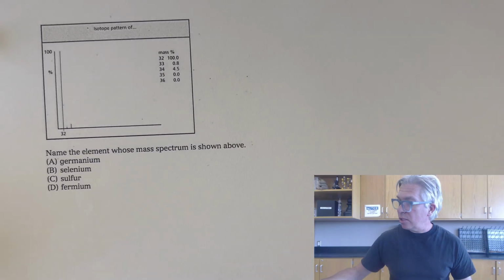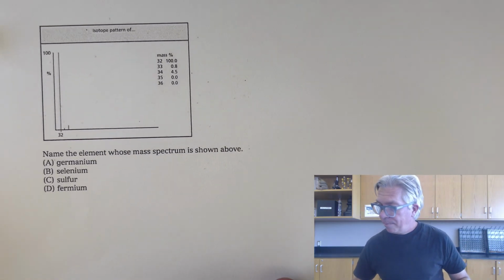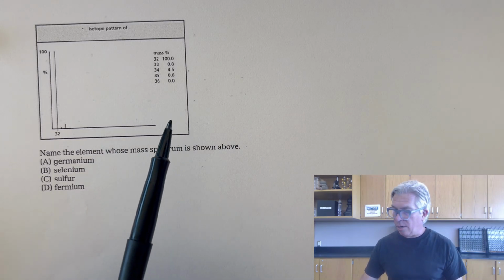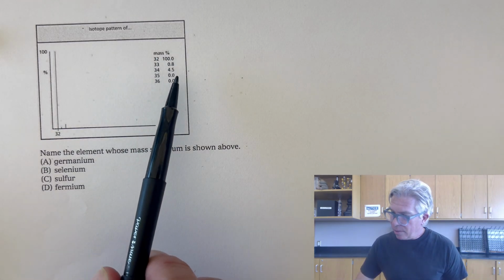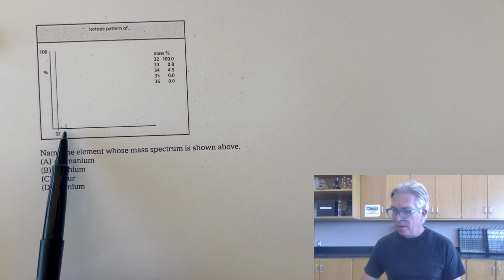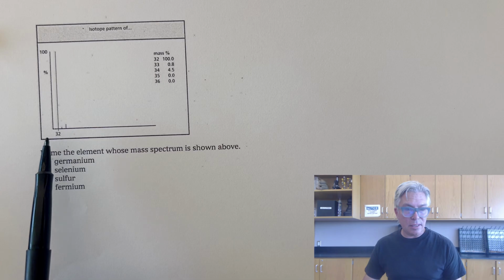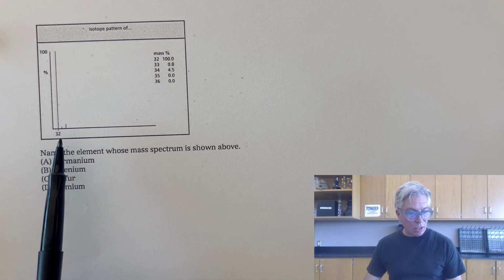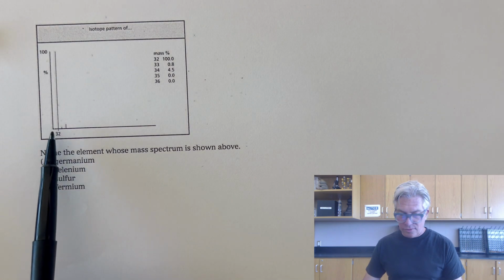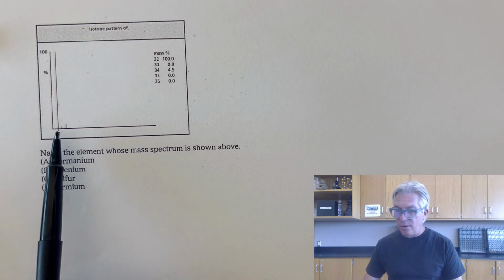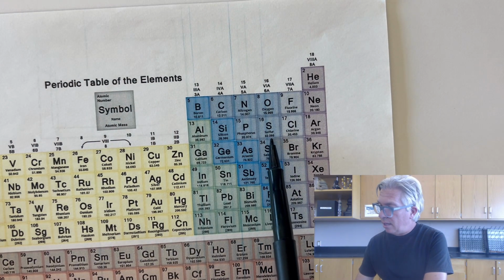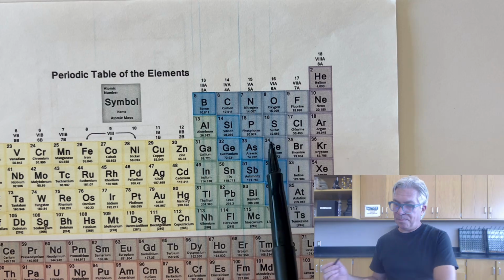Next one, typical question. Name the element whose mass spectrum is shown above. Okay, here we go. We got isotopes 32, 33, and 34. 32 is vastly more abundant than the other two. And so I'm looking for an element whose weighted average is between 32 and 34 and very close to 32. And that turns out to be sulfur at 32.066.